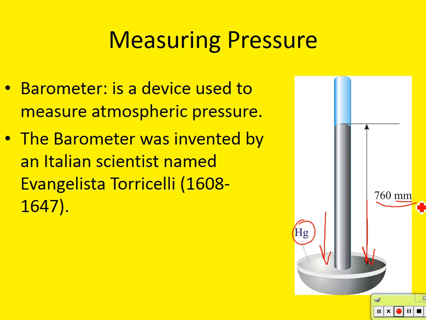So the barometer was invented by an Italian scientist named Evangelista Torricelli. Is that how you would pronounce it? Torricelli? Okay, so an Italian scientist, Torricelli. Remember this last name, okay? You're going to see it a little bit in this chapter. So he's the one that invented the barometer, how to measure pressure. Okay, we got mercury in that dish. Pressure makes it rise and fall.